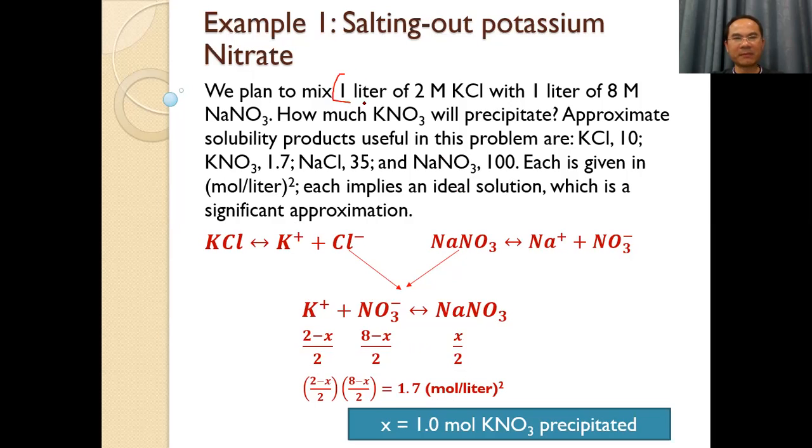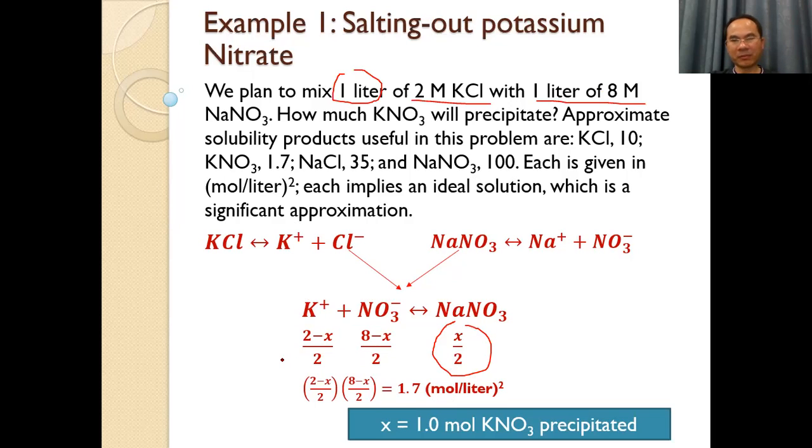For this case, X is the mole per volume. X moles divided by the volume gives the concentration. The volume is 2, and this is the precipitate. And then for the potassium, it is 2 minus X divided by 2, because we have 2 molar. And nitrate is 8 minus X divided by 2. That's right, because 2 minus X means the remaining amount of potassium ion, and 8 minus X means the remaining amount of nitrate ion.